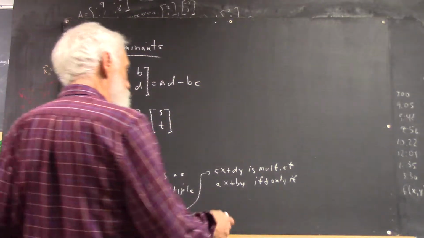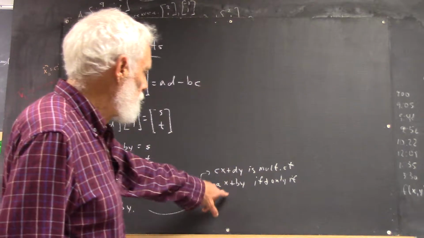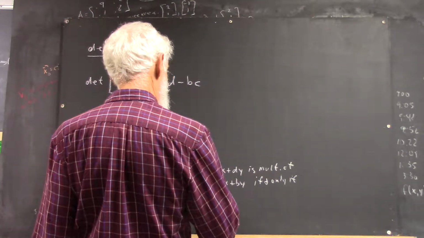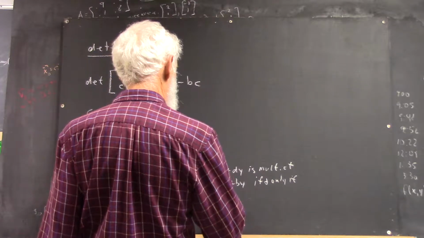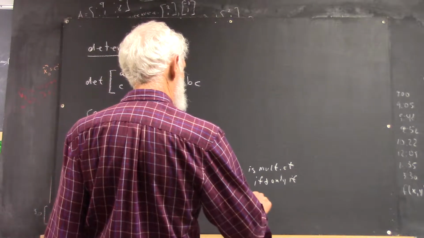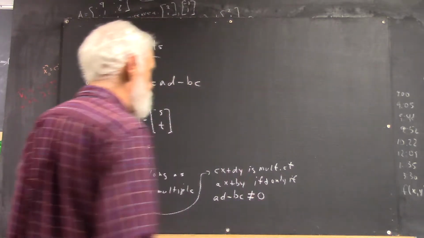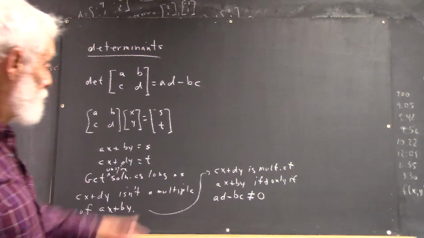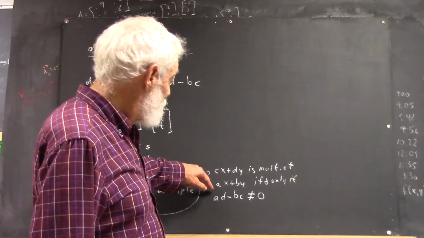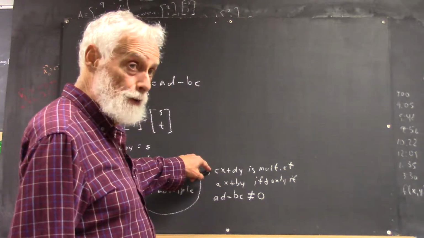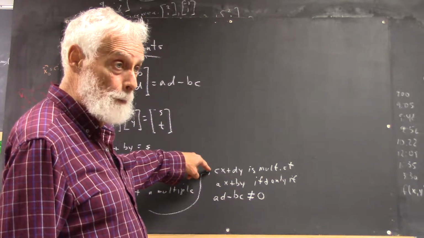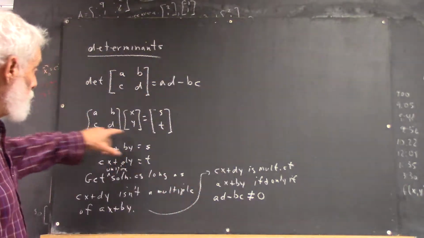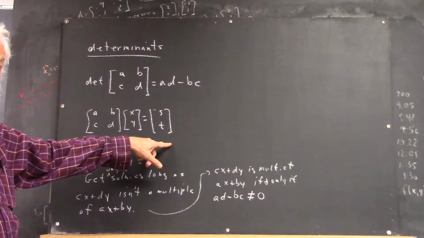No big deal. Okay, Cx plus dy is a multiple of this if and only if AD minus BC is not equal to 0. Okay? If this is a multiple of this, then AD minus BC is 0. Okay? So this is a test for when you can solve this equation.